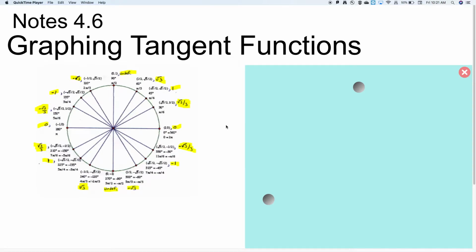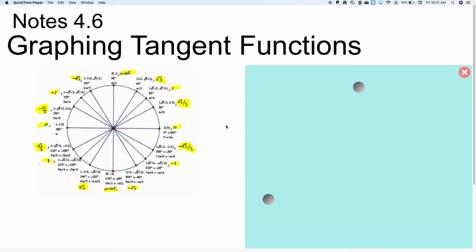Okay, so you might remember, starting in quadrant 1, hopefully you have those down. Tangent of 0 is 0, pi over 6 is square root 3 over 3, tangent pi over 4 is 1, tangent pi over 3 is square root 3, and tangent pi over 2 is undefined, because you end up having to divide by 0 in your coordinates, y over x.